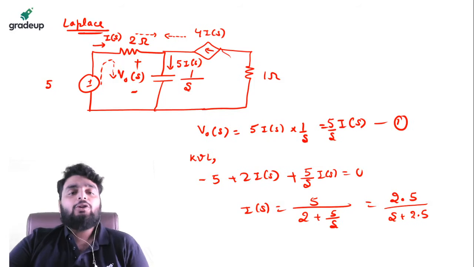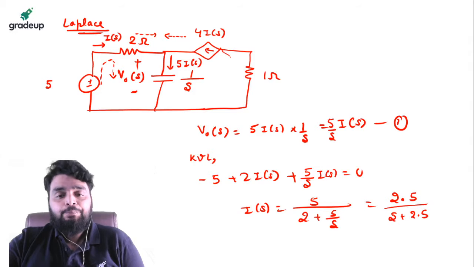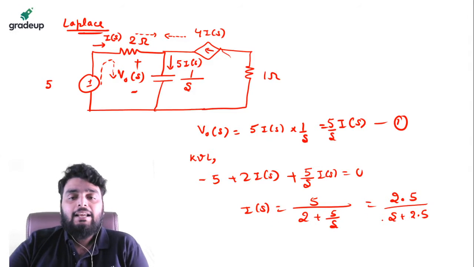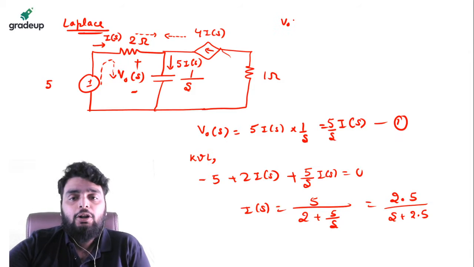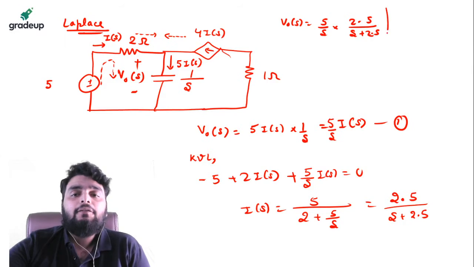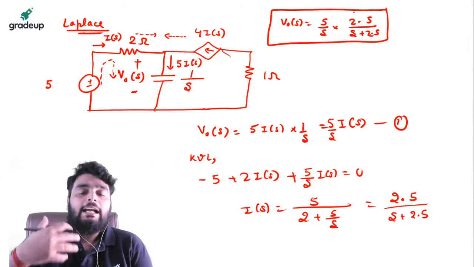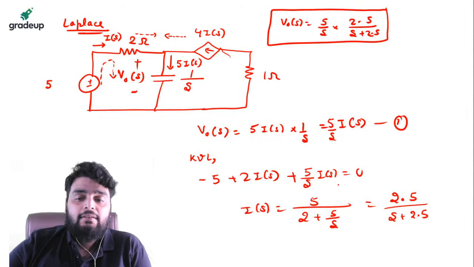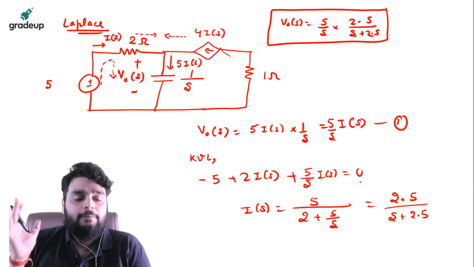Right? Now there are two methods to solve this question further. So what is the method? Put this IS here and you can find out that V naught S is equal to 5 by S multiplied by 2.5 divided by S plus 2.5. But if you solve this particular inverse Laplace, it may create a problem. Whereas if I take the inverse Laplace of the current only, then it will be much easier, right?